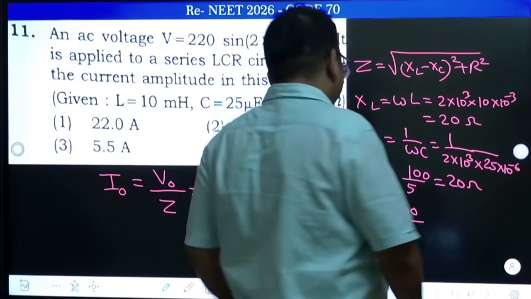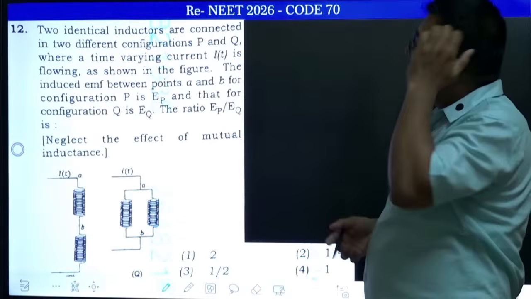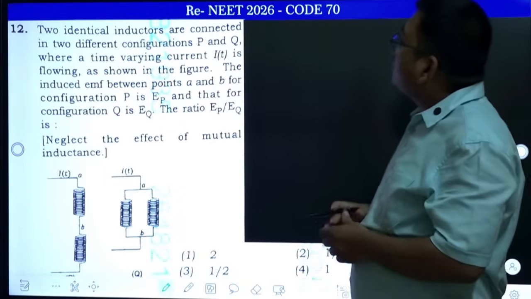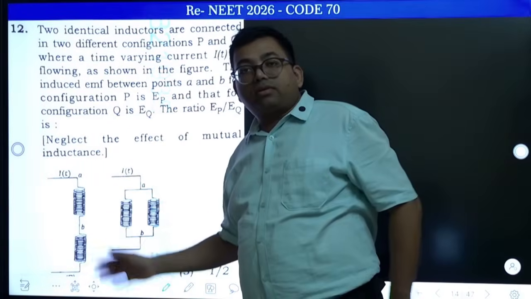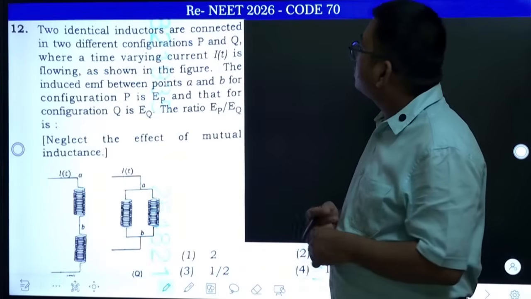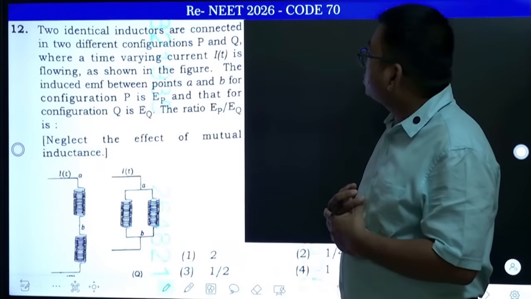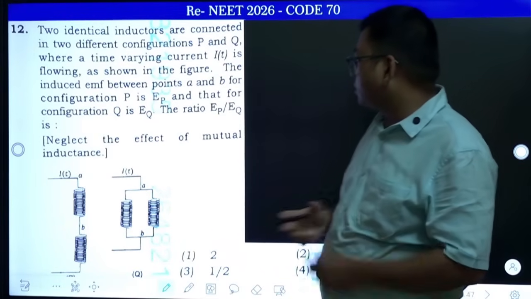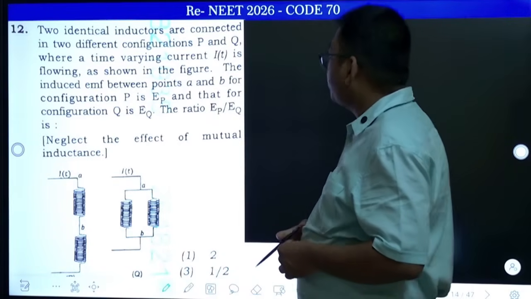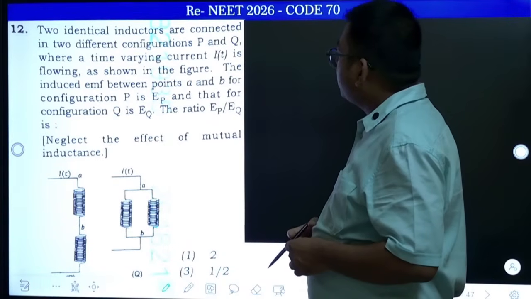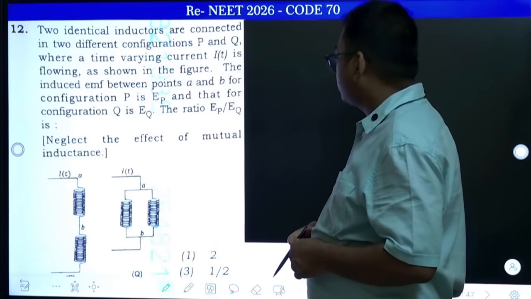Let us move to the next. Simple calculation it is, right? Two identical inductors are connected like this. I think you can see the diagram. Two are in series and another is parallel case. A time varying current is flowing. The induced EMF between points A and B for configuration P, EP, and that of configuration Q.